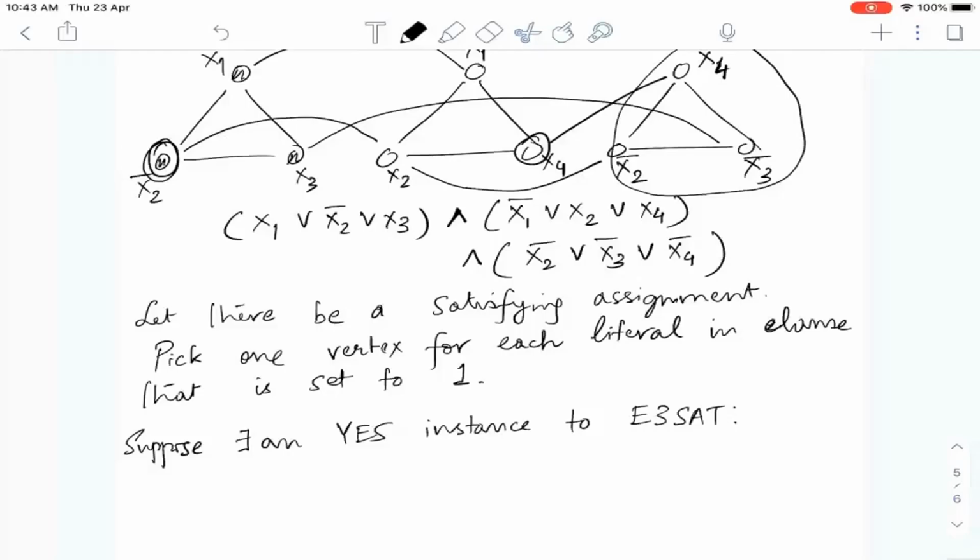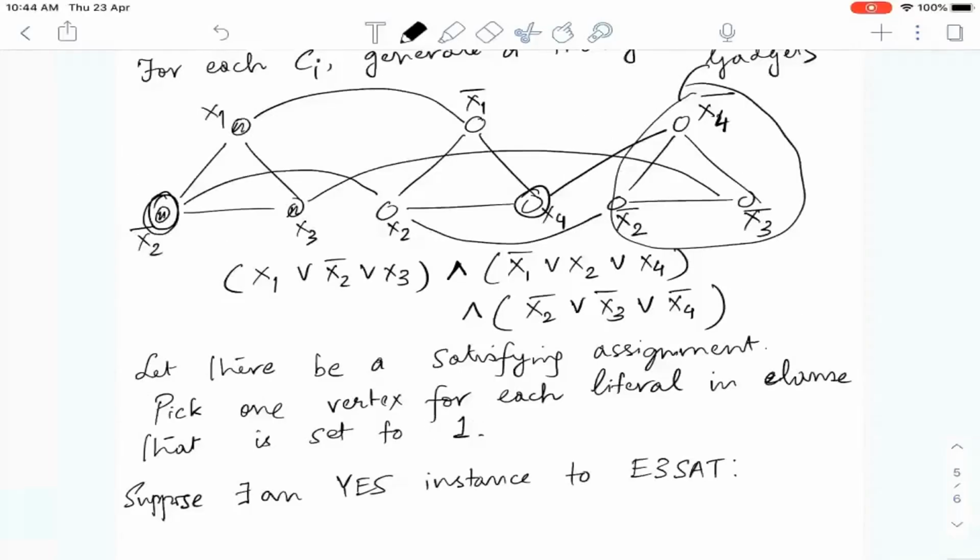Now, what does this mean? This means that each of the clauses evaluates to a 1. Otherwise, there is no way that an E3 SAT instance is going to be satisfied. Now, if each clause evaluates to a 1, it means that there is at least one literal in each clause which has been set to 1. There might be more than one, but I don't care about that. I just want to say that there is at least one literal for each of these clauses which is set to 1. So I go over all the clauses and I collect exactly one literal from each of the clauses which has been set to 1.